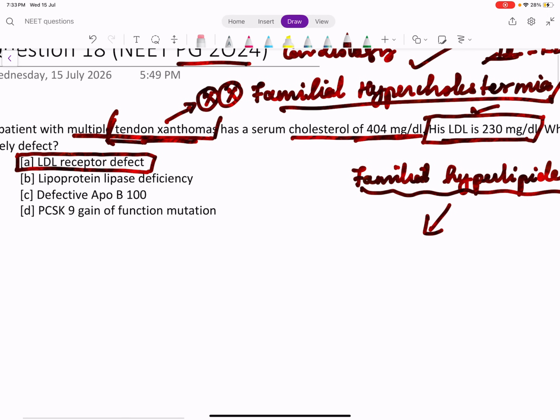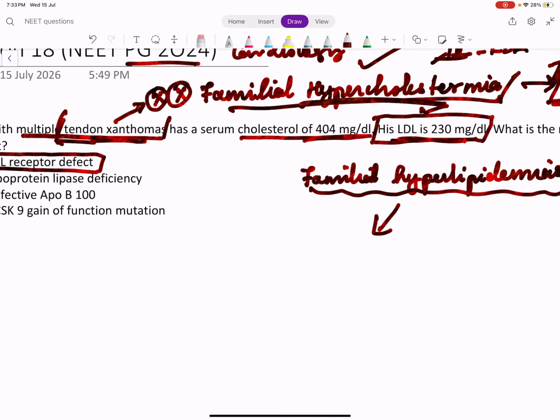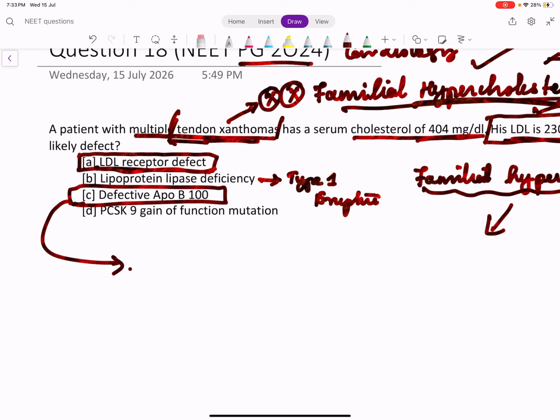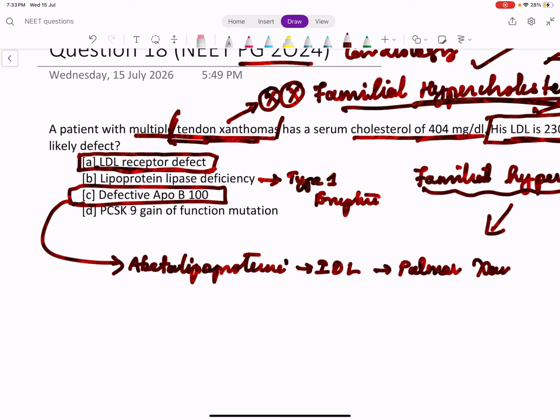So from this question, tendon xanthoma, very high LDL, it is familial hypercholesterolemia type 2A, LDL receptor defect. Now lipoprotein lipase, as we discussed, it is type 1 hyperlipidemia or familial hyperchylomicronemia. Here there will be eruptive xanthoma. Defective ApoB100, so familial dysbeta lipoproteinemia, right? This is a rare one. Here IDL is high. Here we get palmar xanthoma. So one revision slide can give you many questions.